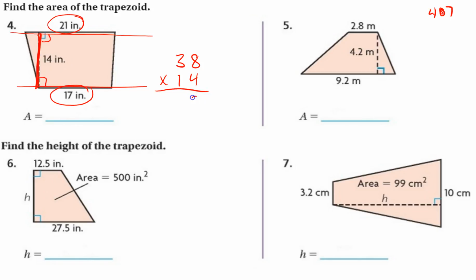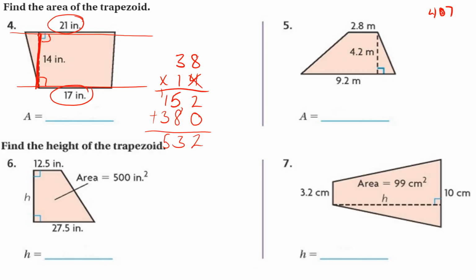4 times 8 is 32. 4 times 3 is 12, plus 3 is 15. Kiss my 4 goodbye, hug it out, no offense 4. 1 times 8 is 8. 1 times 3 is 3. Add that all up. 2, 13, 4, 5.